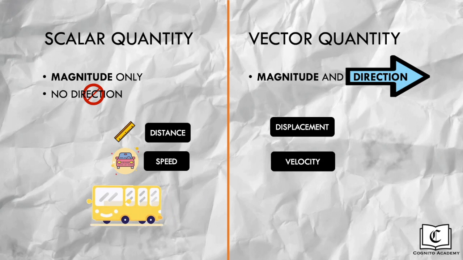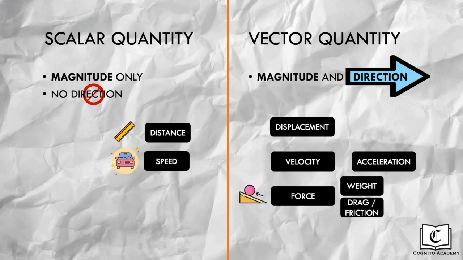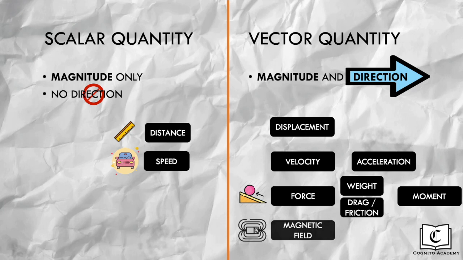Let's look at other vector quantities such as derivative of velocity, which is acceleration. Forces such as weight and drag force are vectors, along with its derivative moment, and also magnetic field.